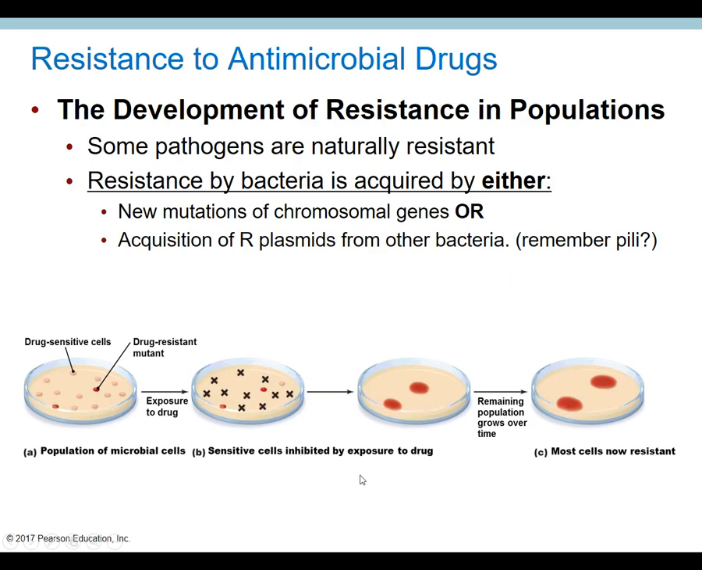Okay, resistance to antimicrobial drugs. One thing that's happened as we've used more and more antimicrobial drugs is that bacteria with resistance to the drug have increased in incidence. And the way that a new resistance initially occurs is by a new mutation. So initially, all new genes have to come as mutations of old genes. So new mutations of existing chromosomal genes.